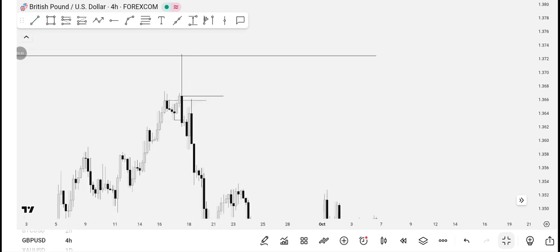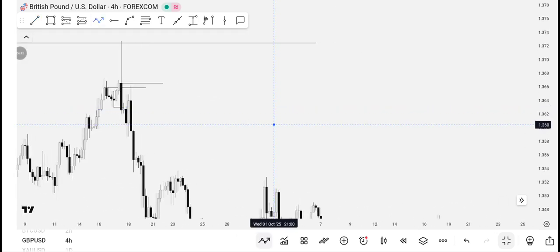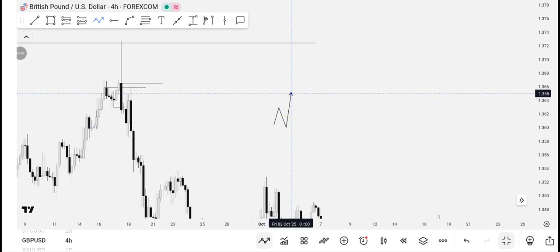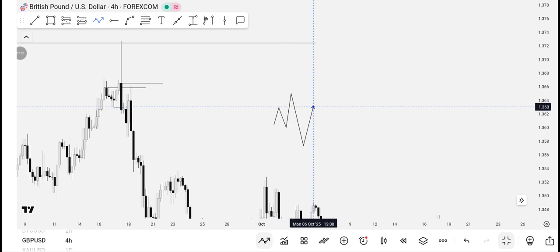So for our QM, you'll be having something like this. Then a sweep. That sweep must create a break. There must be a break of structure after that, a shift in market structure. After the sweep, you must have a break of structure. The market will come back to this level here.